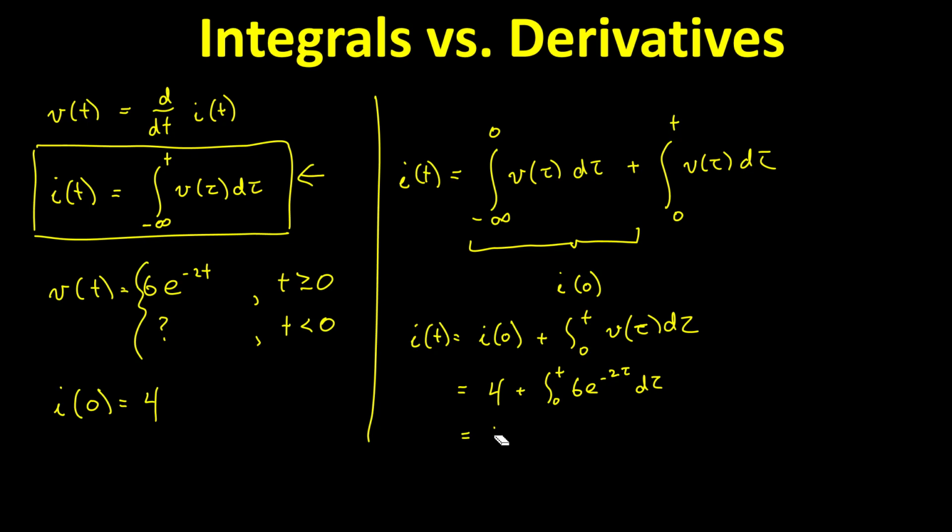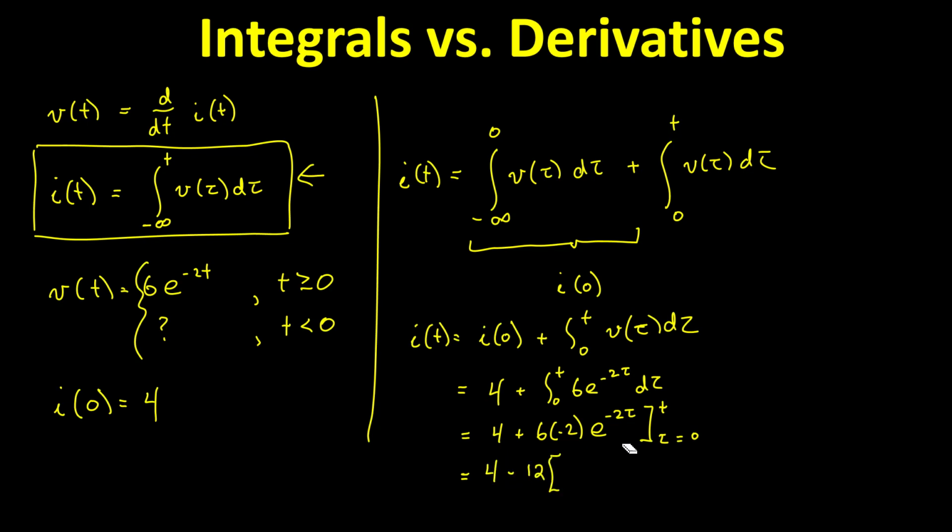So this is equal to 4 plus, let's see, the 6 comes out of the integral because it's a constant. We'll apply the chain rule to the minus 2, so the minus 2 comes out. And that's e to the minus 2 tau, and we're going to evaluate that for tau goes from this lower limit 0 to this upper limit t. Maybe now it's clearer why we have to use that dummy variable, because otherwise we'd have t varying between t, and how do we simplify that?